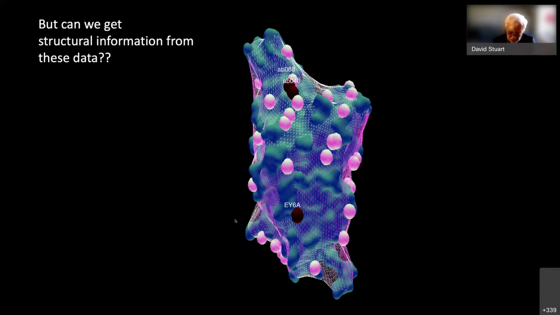Lots of people have done that, but what I wondered was, can we take this further and actually get structural information from this competition data? So Helen at this point essentially made a mesh, shrink-wrapped a mesh onto the surface of the receptor binding domain.